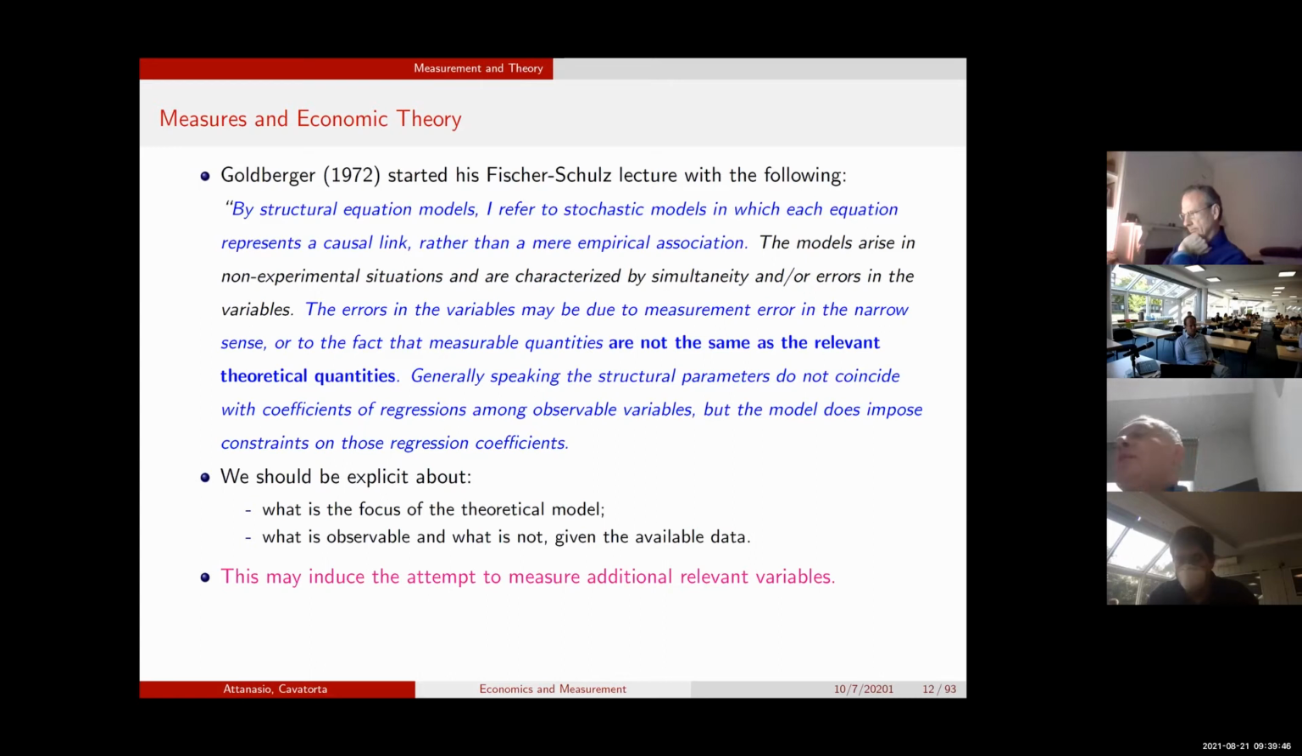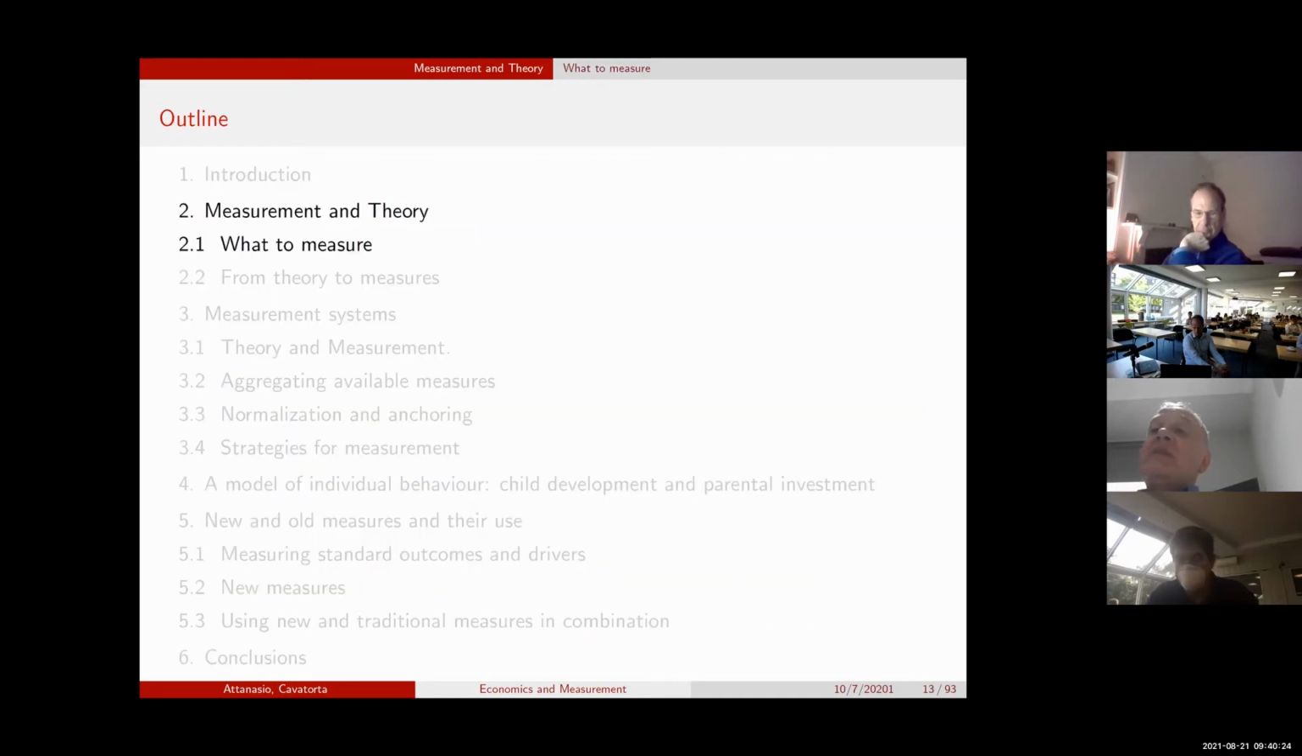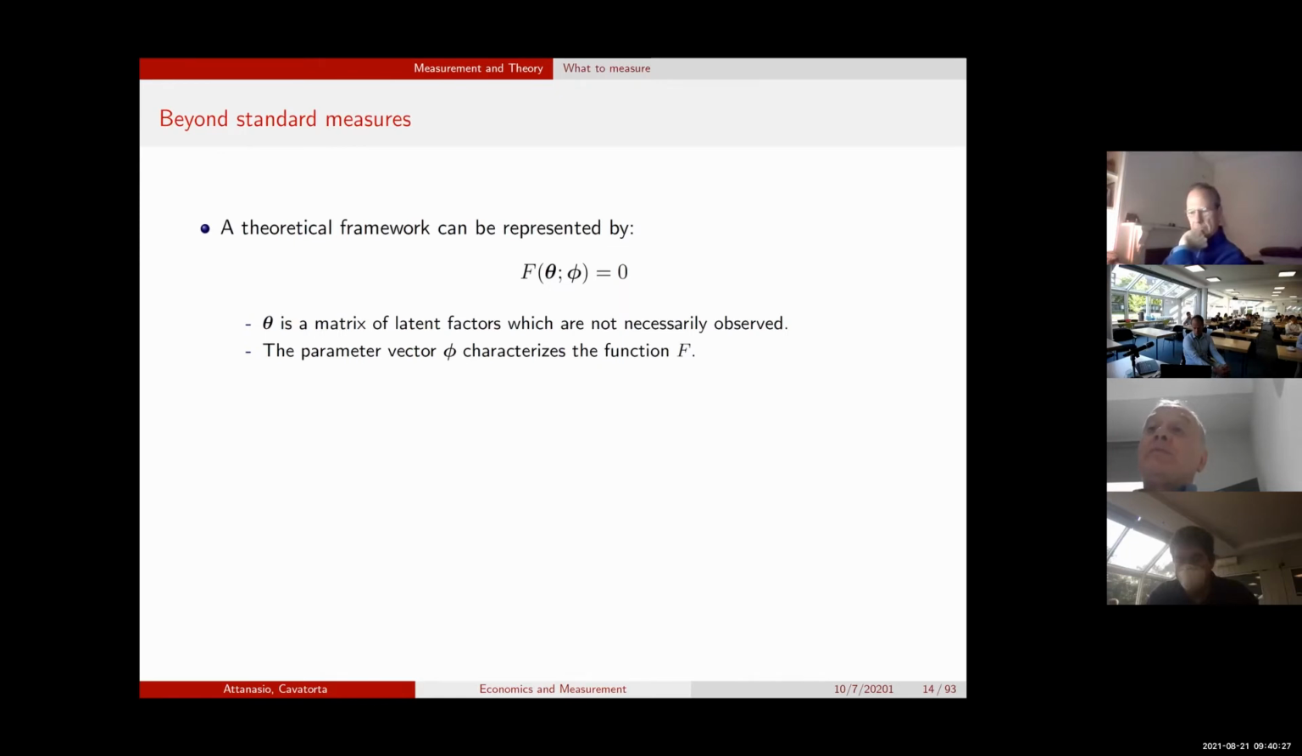In a way, the little anecdote I told yesterday: we ran this RCT in Colombia and we got a set of results and we interpreted them with a model. And then we said, why did this happen? And that induced us to design the beliefs questions because we thought that there was an important and possible question that could be answered with new measures. So the possibility of measuring new factors can allow us to use more realistic models and then subject this model to less stringent assumptions. So what to measure?